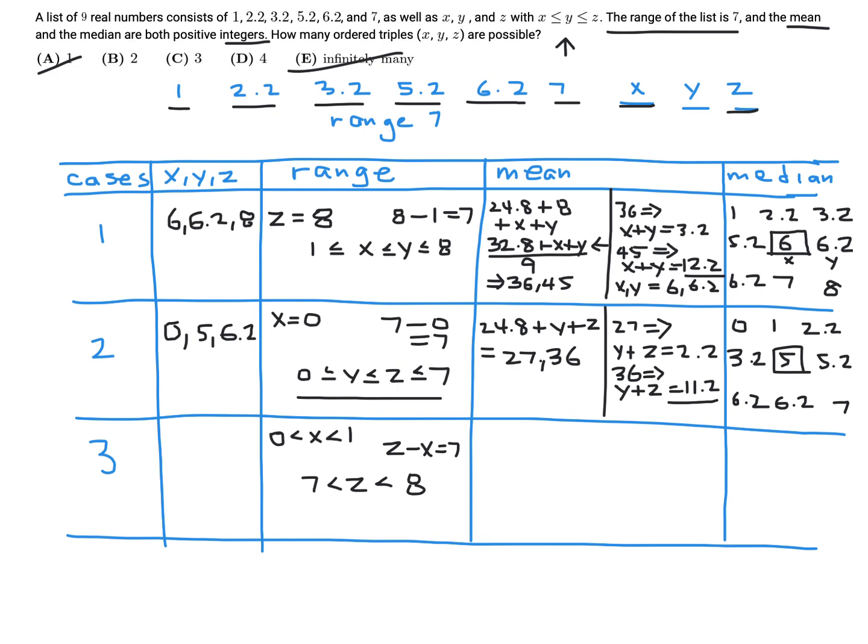So we can just shift to the median part. X is the smallest this time. Then we have the 1, the 2.2. We have the 3.2. Then we have this median. And then we have the 5.2, the 6.2, the 7, and then the z. So what can we do here? Well, we got to do the mean, right? The mean is 24.8.